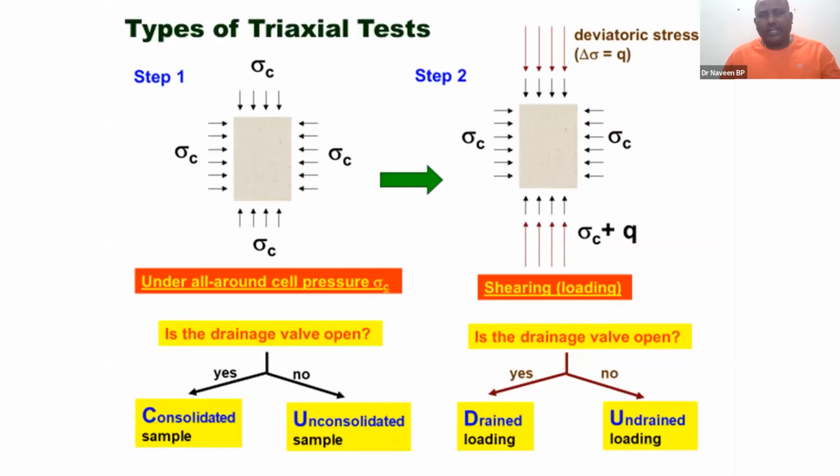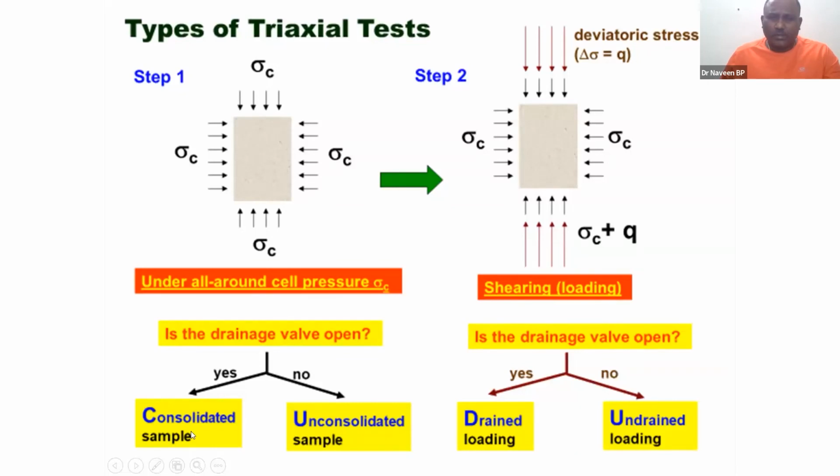So you have different types of tests. Here you have 3 types: UU, which means unconsolidated undrained, consolidated drained CD, and CU, consolidated undrained. So based on the field condition, you will be testing. This is the vertical. This is sigma 3. Sigma C is nothing but the confining pressure. We also call it sigma 3. And this is called delta sigma equals q. This is called deviatoric stress.